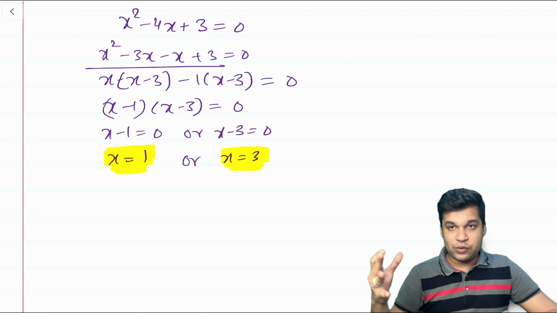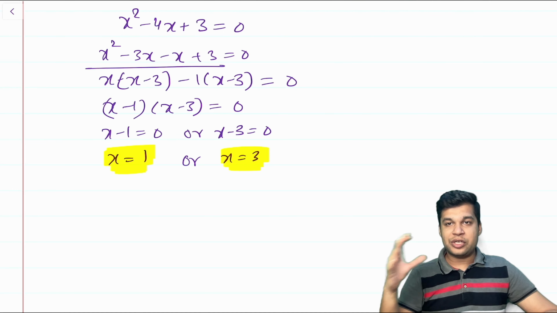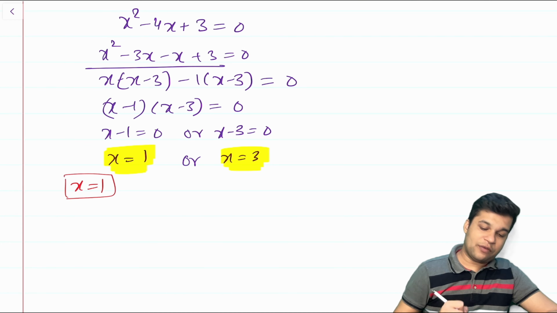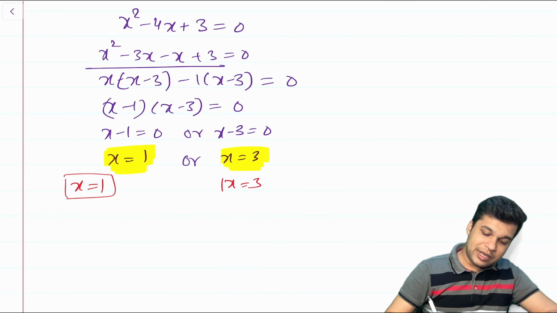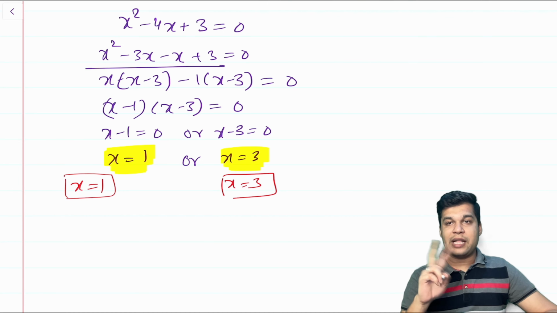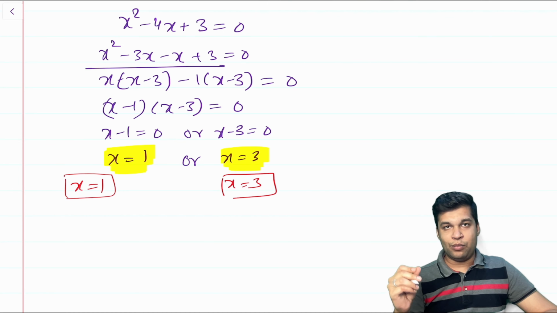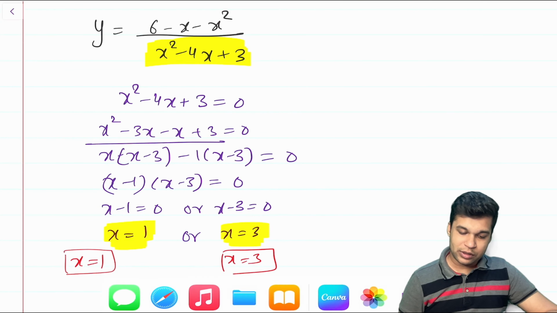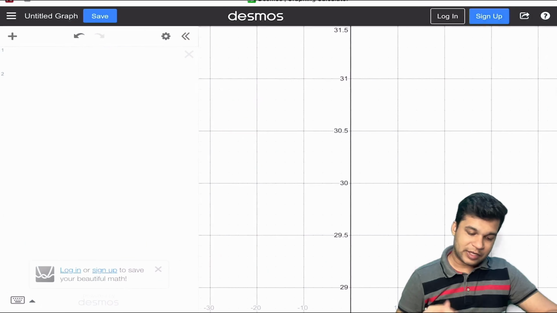These are not just values, okay? 1 and 3 are values, but x equal to 1 is an equation of a line. X equal to 3 is an equation of a line. Both these lines are parallel to the y-axis. I'll show you on the Desmos graphing calculator.